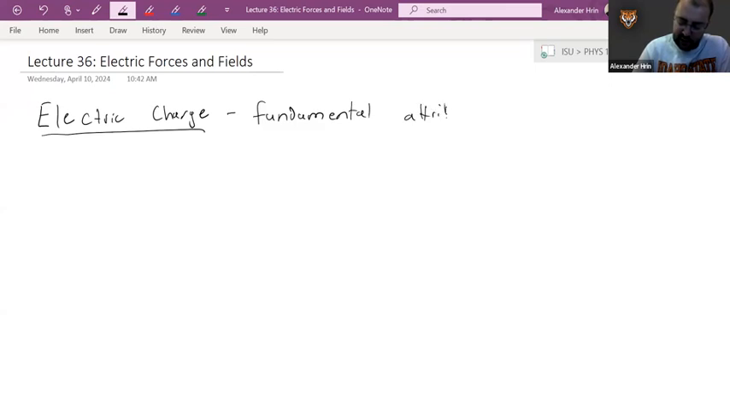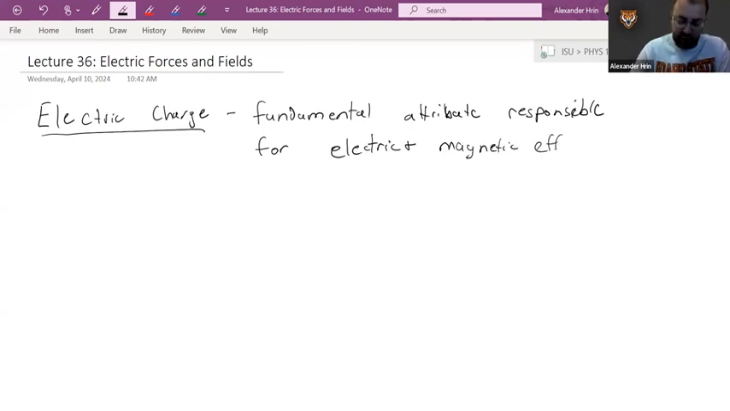It is an attribute that's responsible for electric and magnetic effects. Now, the magnetic effects primarily come from moving charge. We're going to be sticking to static charge in this lecture, and in general, we're not really going to have time to go into much beyond circuits.